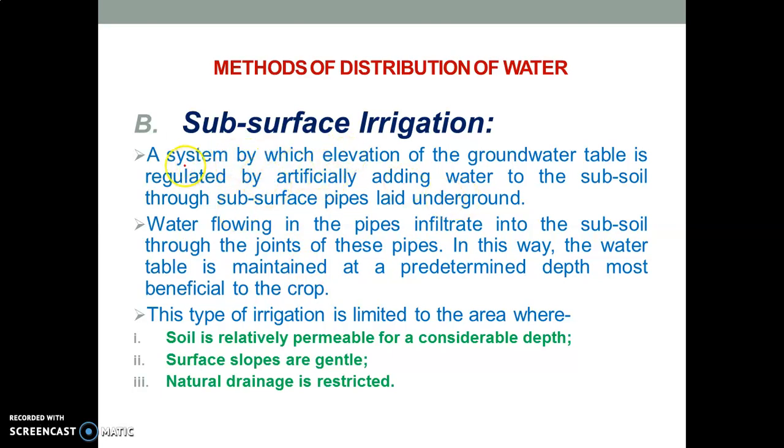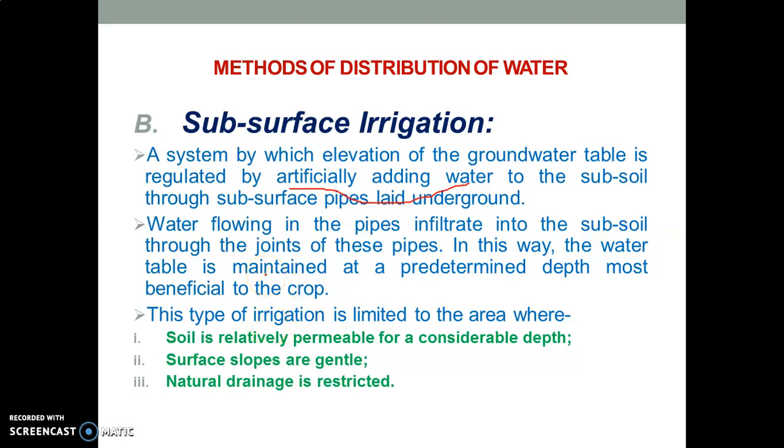We'll see first the definition: a system by which elevation of the ground water table is regulated by artificially adding water to the subsoil through subsurface pipes which are laid underground. Water flowing in the pipes infiltrates into the subsoil through the joints of these pipes. In this way, the water table is maintained at a predetermined depth most beneficial to the crop.